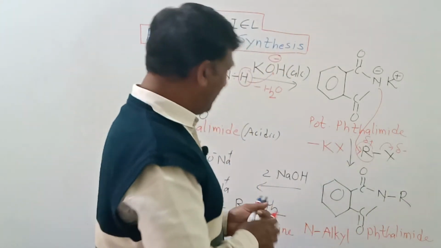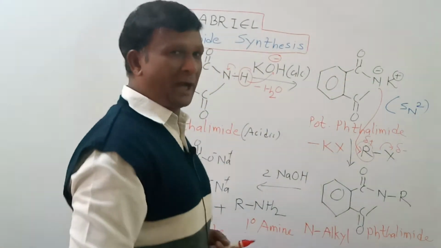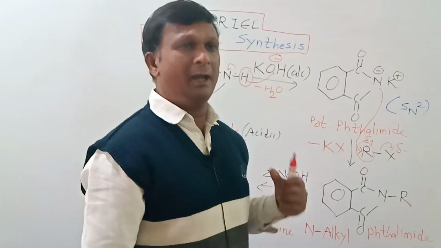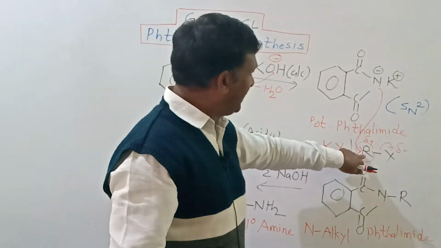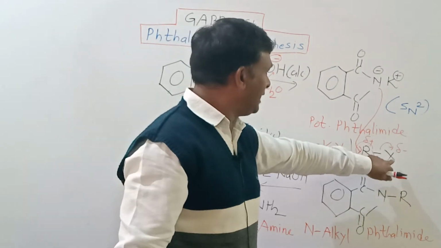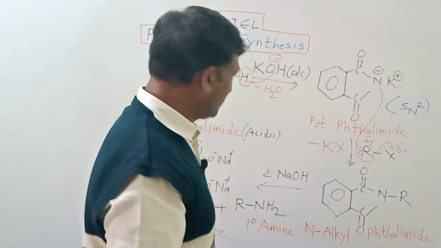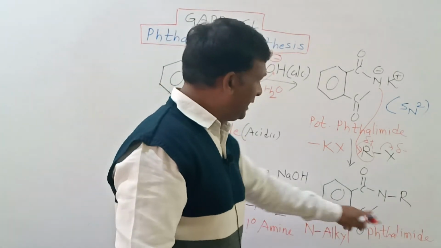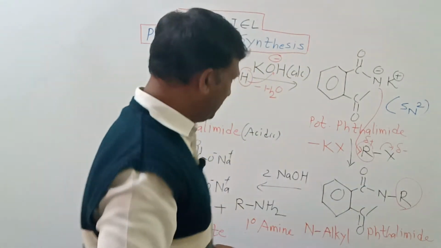So this is an example of a nucleophilic substitution reaction, and it is SN2 type of reaction, which is a bimolecular nucleophilic substitution reaction, chiefly given by the primary alkyl halides. When the substitution takes place, the alkyl group gets attached to the nitrogen. The halogen, which is liberated as halide ion, then forms an ionic bond with potassium to form potassium halide. So the species obtained here is called N-alkyl phthalimide, because the alkyl group is now attached on the nitrogen of the phthalimide.